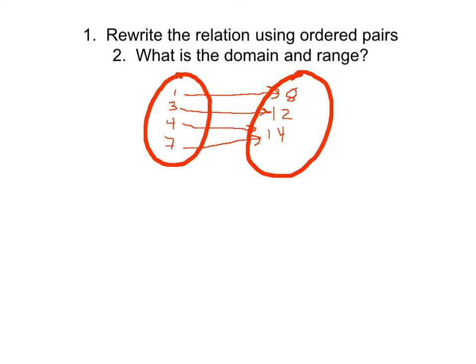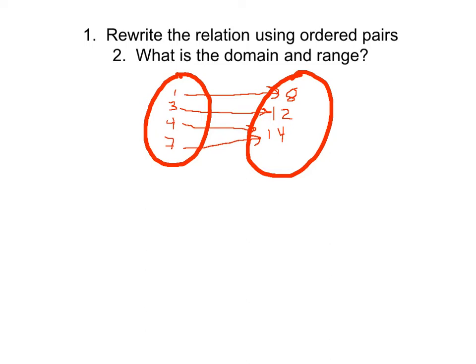Okay, so this particular problem gives you a mapping diagram. On the left-hand side, we have the numbers 1, 3, 4, and 7. And on the right-hand side, we have the numbers 8, 12, and 14. And we're asked to rewrite the relation, this is a relation, using ordered pairs. And we're also asked to find the domain and the range.